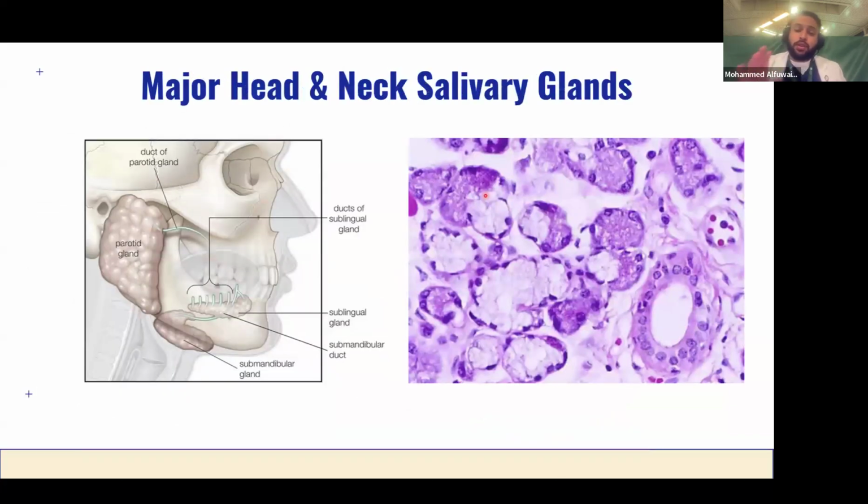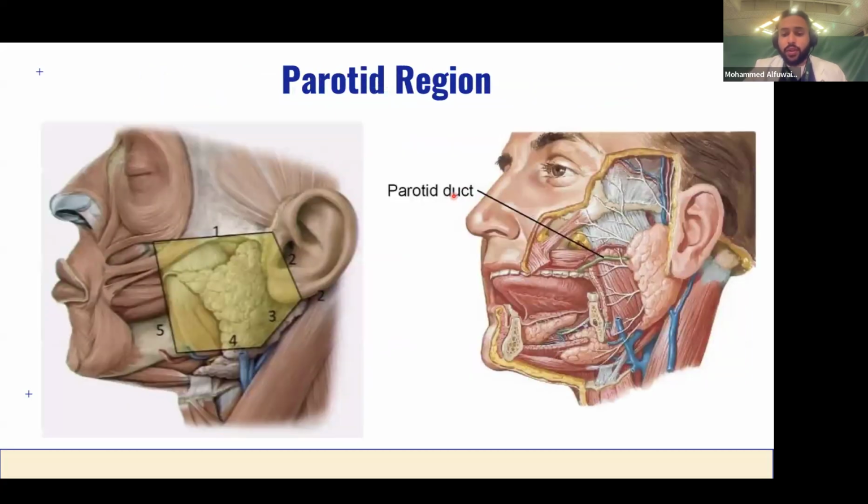Now we'll go into pathologies and some of the disorders of the salivary glands. You have multiple salivary glands bilaterally. You'll have the parotid, which is the biggest one, then you'll have the sublingual and submandibular. Here it's a mixture of mucinous and acinous glands. Not a lot you need to remember here.